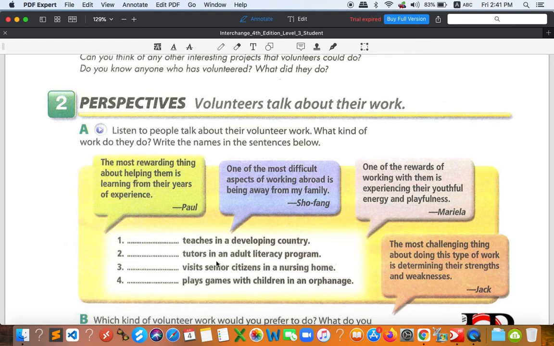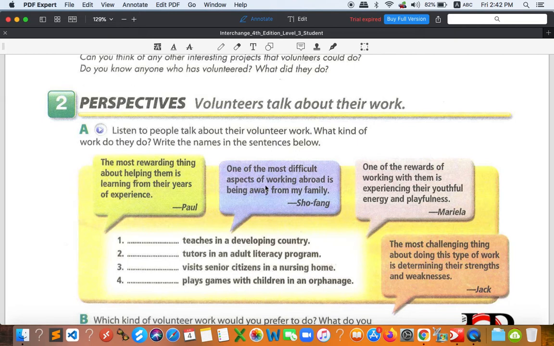Okay. Next one, Jack. The most challenging thing about doing this type of work is determining their strengths and weaknesses. Okay, this is Jack. So now we have to match with the exercise right here. Write the name with this particular responsibility. Who teaches in a developing country is about teaching. So Xiao Feng, because he said it's away from family.